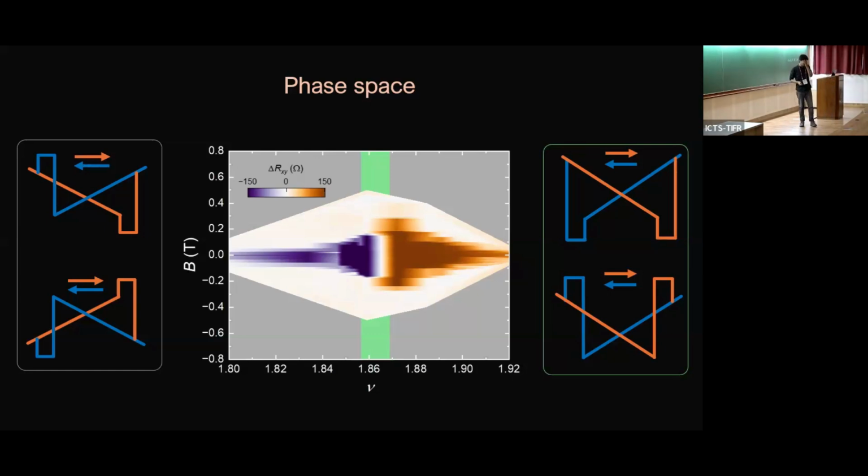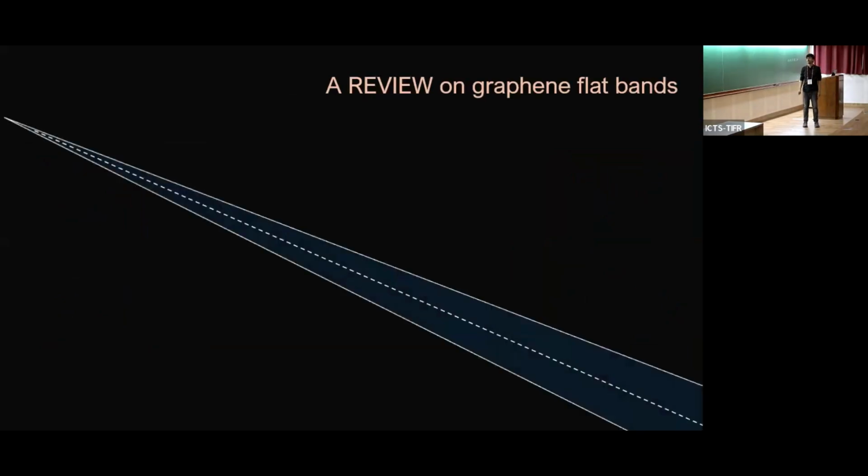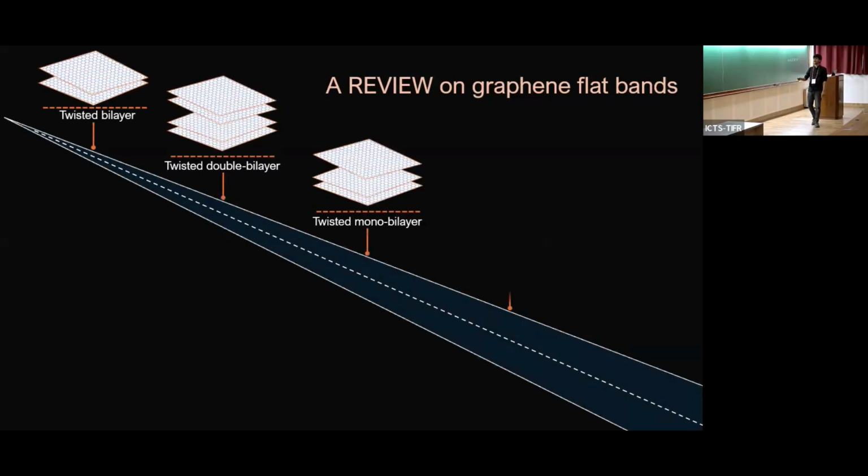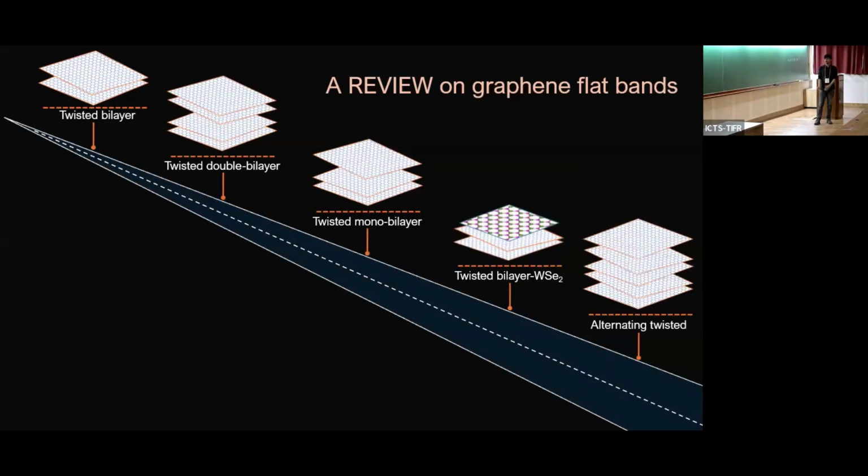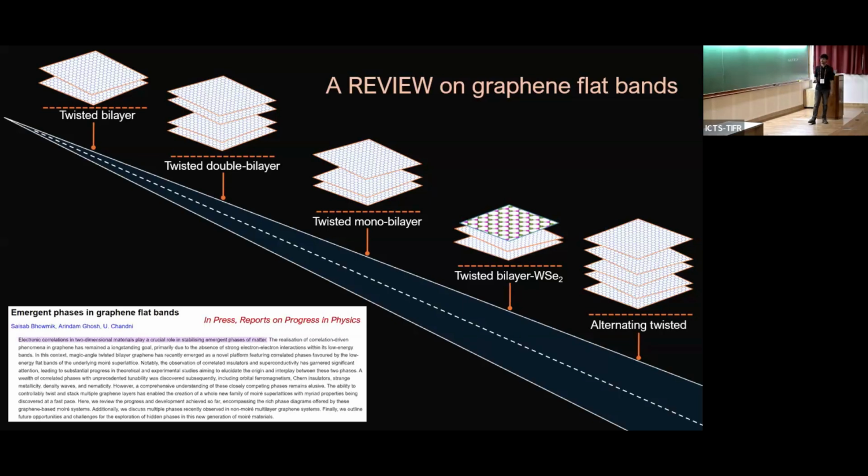So now I have told a little bit about twisted bilayer graphene in the presence of WSe2, but the Moire system is expanding rapidly, and we recently had an opportunity to write a review article on Moire systems. We started with twisted bilayer graphene, and you can take multiple graphene layers and rotate them with respect to each other and start seeing interesting physics and also the flat bands. So if you are interested, please have a look, and thank you for your attention.